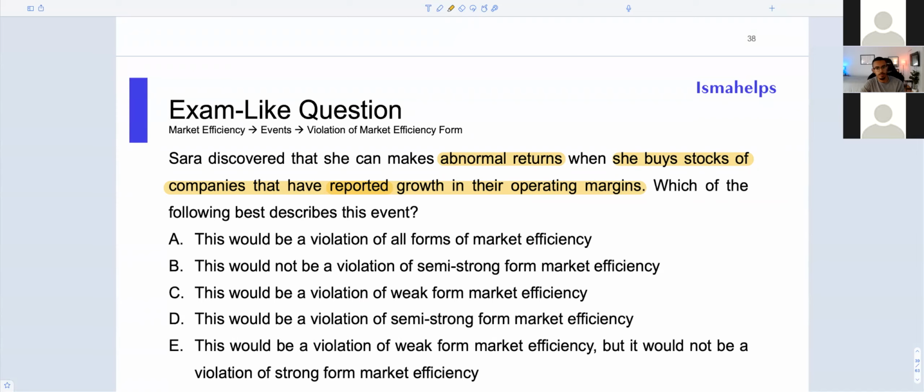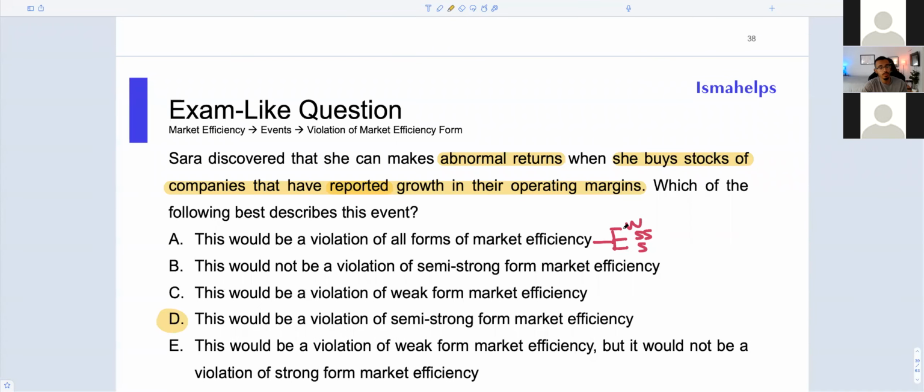Okay, so the answer here is actually D, 100%. We're going to go through them one by one. This would be a violation of all forms of market efficiency, which means it would be a violation of the weak form, the semi-strong form, and the strong form. Now let's see if that's the case.